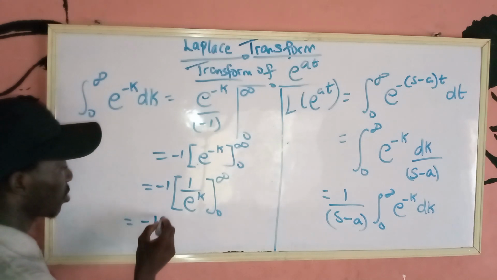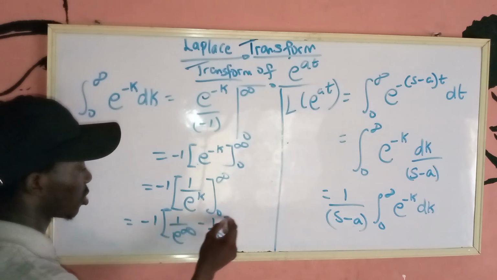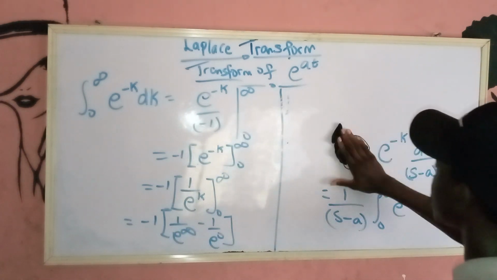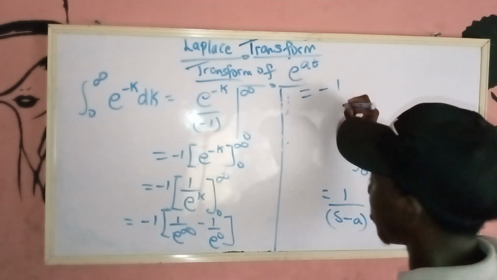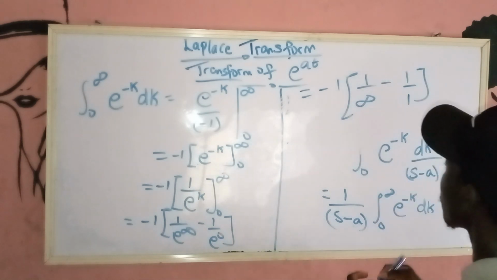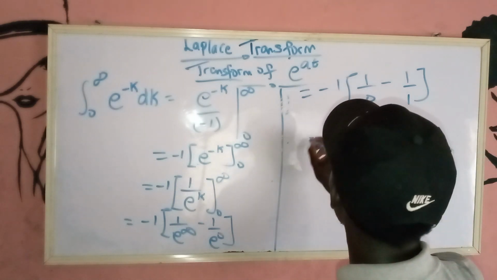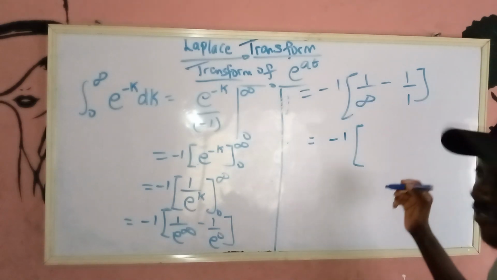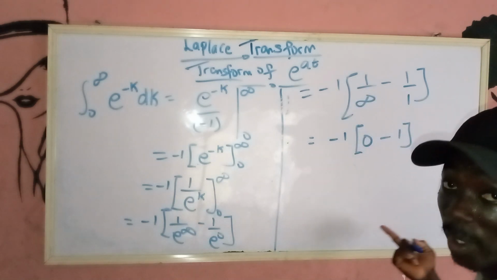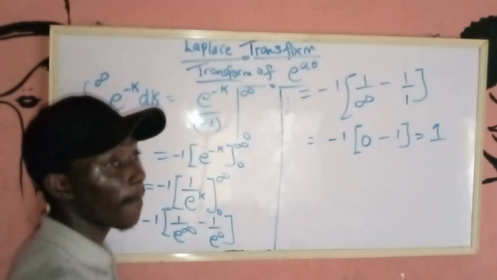So I have e raised to power minus k from 0 to infinity, and this can be written as 1 over e raised to power k from 0 to infinity. That gives us minus, 1 over e raised to power infinity minus 1 over e raised to power 0. So that gives us minus, 1 over infinity minus 1 over 1. We know 1 over infinity is 0, so 0 minus 1 is minus 1, times the minus gives plus 1. So this integral itself is equal to 1.